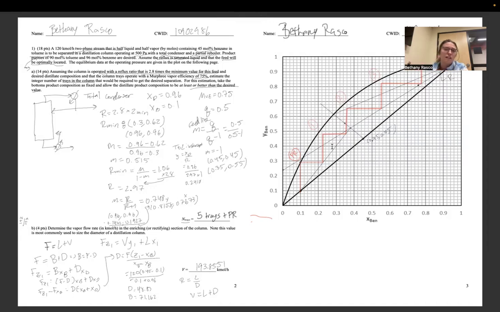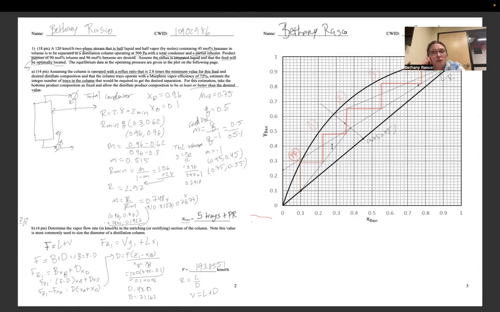Rmin is going to connect the equilibrium intersection of the feed line to the XD, and from there you're going to find your R by multiplying that by 2.8. Then you find your top operating line. You draw the top operating line. You find your bottom operating line via the intersection point that you just found, and you connect it to your XB. And then from there, you're going to draw your stages.